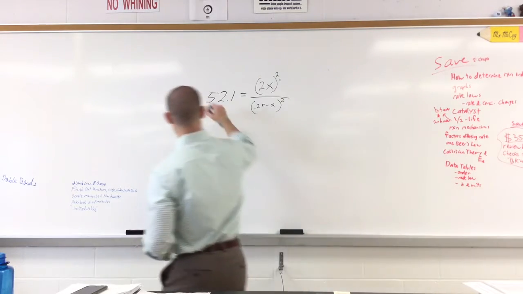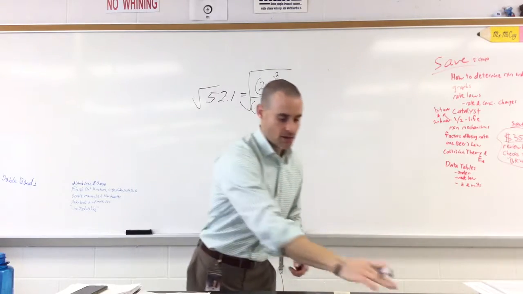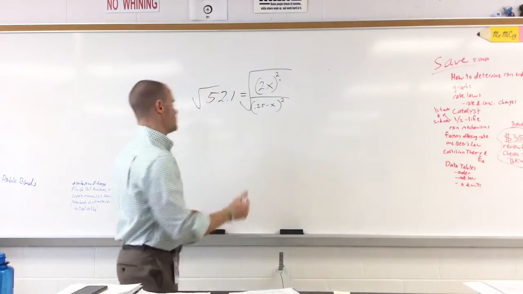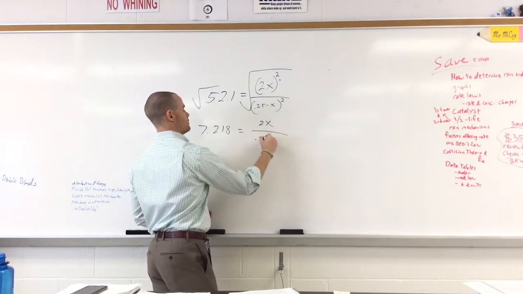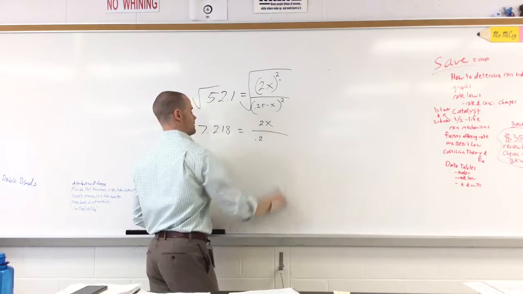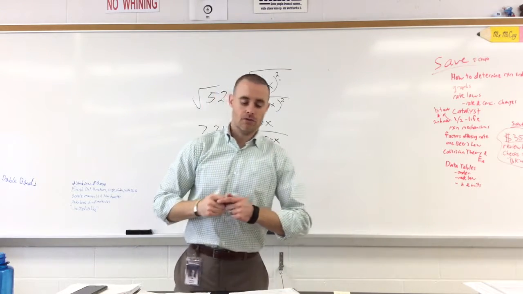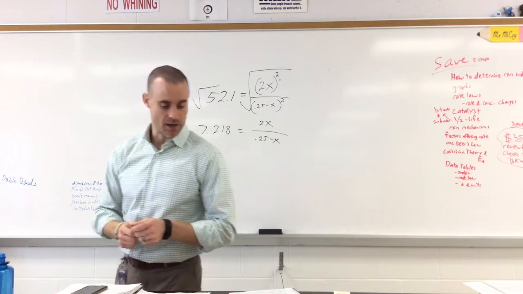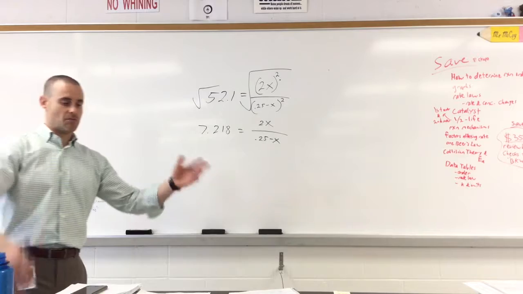So if we take the square root of both sides, you can keep working. I'm just going to put the next step. That's 7.218 equals 2x over 0.25 minus x. Now you have to cross multiply, distribute, and all that fun stuff. Solve for x, or get the x on one side, numbers on the other.